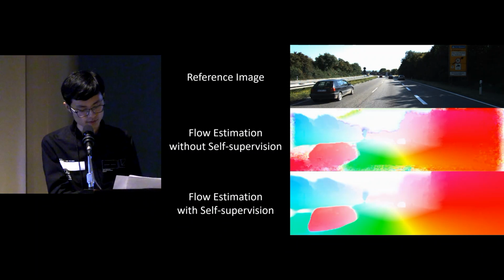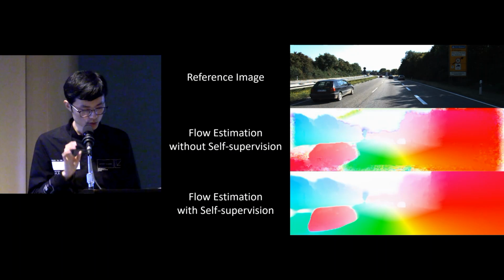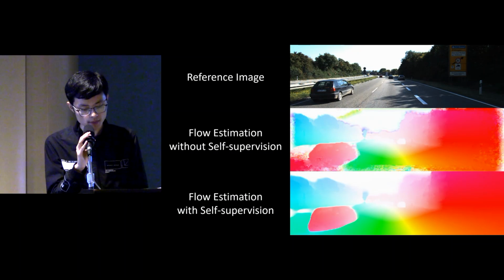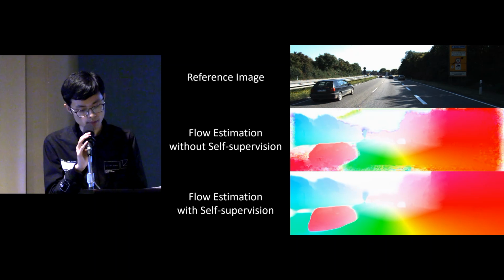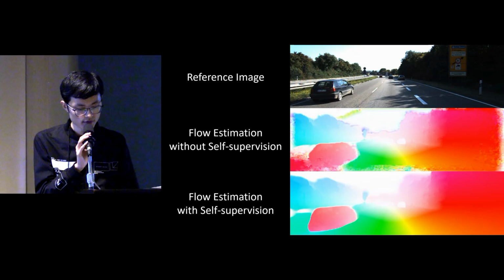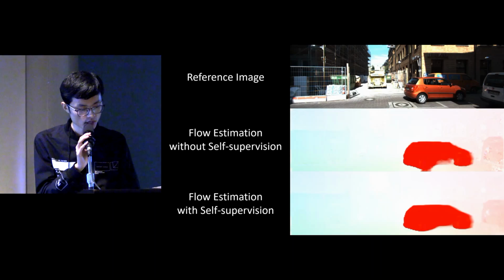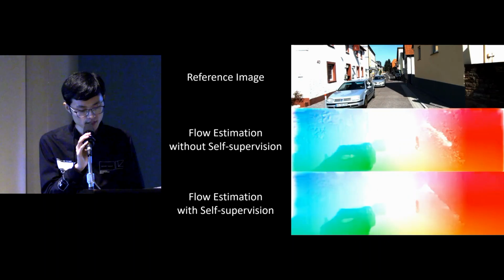Next, I will show you some qualitative results. First, I want to show the effect of our self-supervision strategy. When self-supervision is not applied, the estimated output flow looks noisy. It is because the NOC model lacks the ability to predict the optical flow for occluded pixels. After applying self-supervision, the results are much smoother.